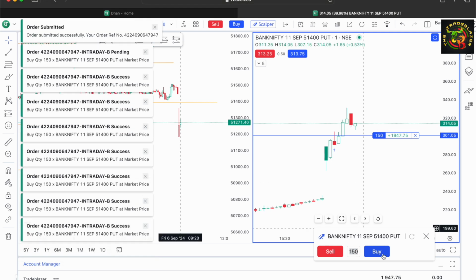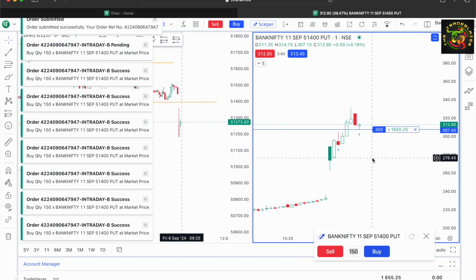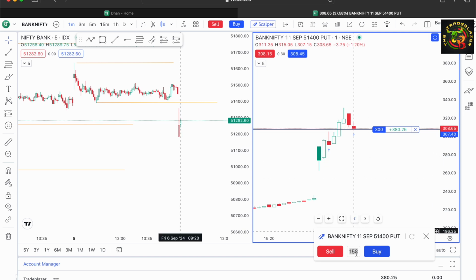I'll add here 150 more quantity of 51,400 put, guys. So I have just added. And you know that I don't add all my quantity or the maximum quantity at once, but I will always prefer adding it in chunks. That's how I try to manage the risk actually. So we'll see how this goes on from here.